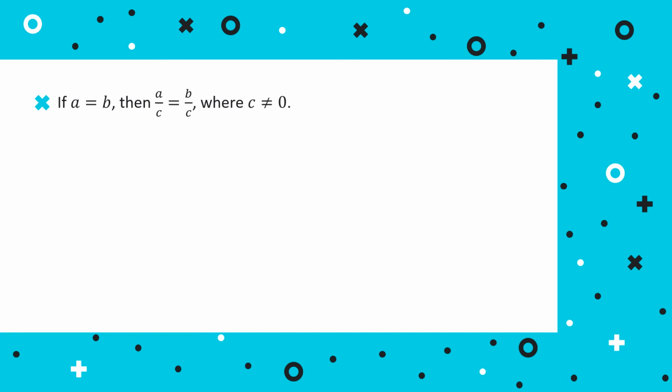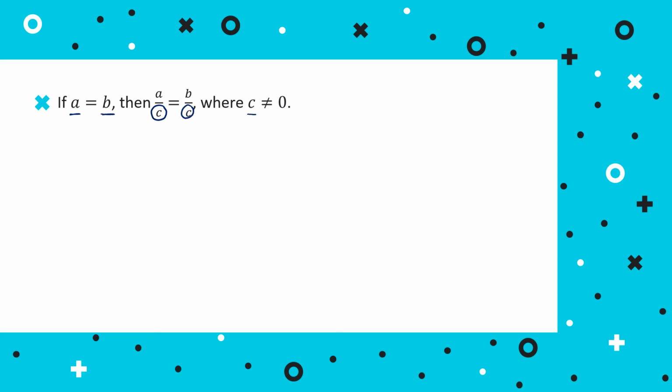A equals B just represents any equation. A is the left-hand side and B is the right-hand side of any equation. If you divide both sides of that equation by the same number, then that doesn't change the equation in any way. It actually just keeps it equal.